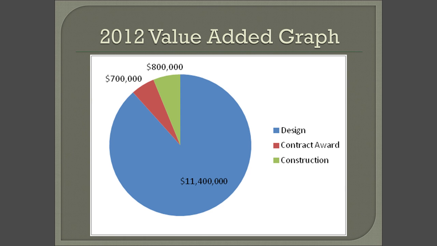In 2012, we have added quite a bit of value to the department by doing this. If you look at this graph right here, we're at around $13 million of savings. In the design phase, it's been about $11 million. Essentially what that's doing is looking at that design and making sure that we've got the right estimate on there.